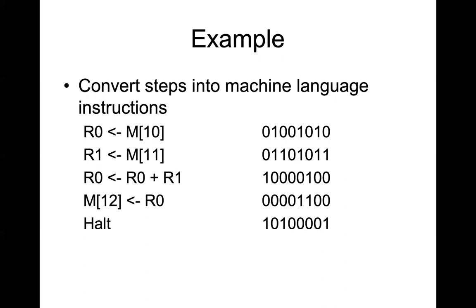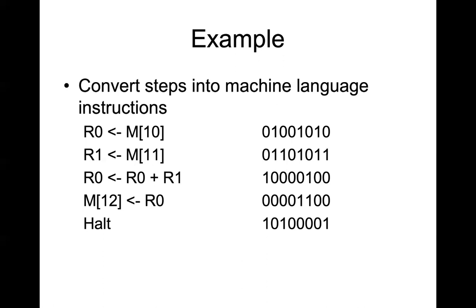Okay, so then we want to load the other value into register 1. So now we're going to use a different instruction, 0 1 1. That's the instruction that loads from memory into register 1. And the address we're going to load from is address 11, and that in binary is 01011. Remember, the low 5 bits of the instruction byte, when we're accessing memory, contain the memory address.